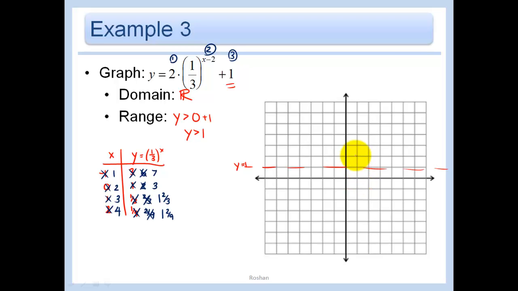1, 7. You see that we shifted everything over 2 units to the right. 2, 3. 3, 1 and 2/3. And then 4, 1 and 2/9. So we're getting real close to the asymptote there. There we go.